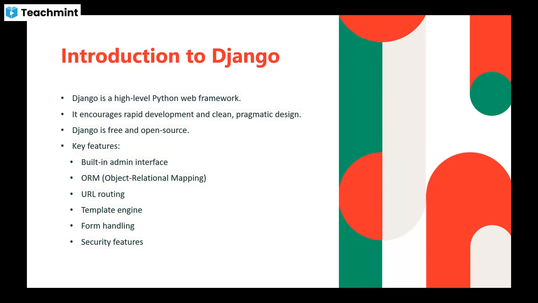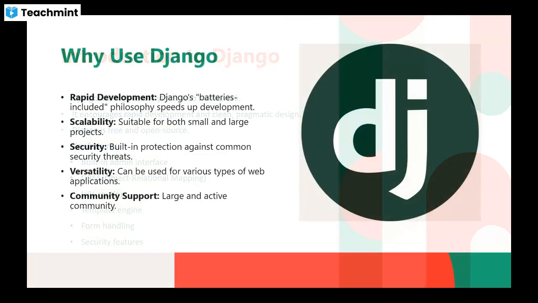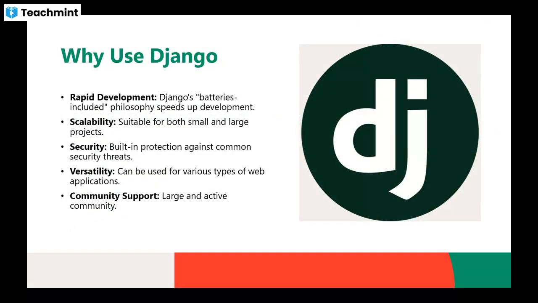So why should we use Django? There are different types of web application frameworks in Python. There is the Flask framework, there is Bottle, and there is FastAPI. But why should we use Django? It encourages rapid web development. Django's batteries-included philosophy speeds up development.